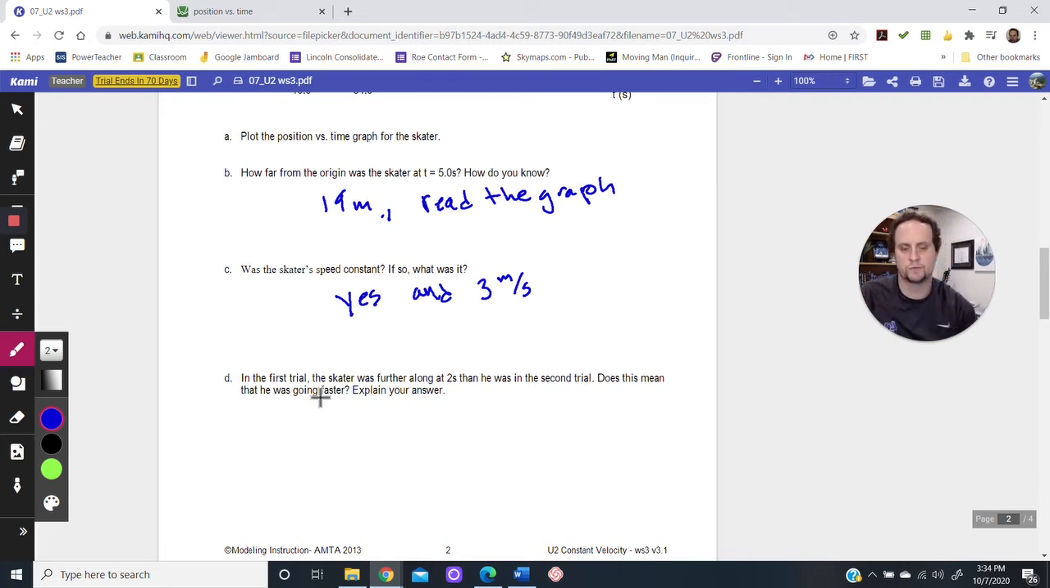The skater was further along at 2 seconds than he was in the second trial. Does this mean he was going faster? I didn't write that answer down, but no, he was not traveling faster. You can see their speeds. It doesn't mean that they have to be at the same position at the same time.